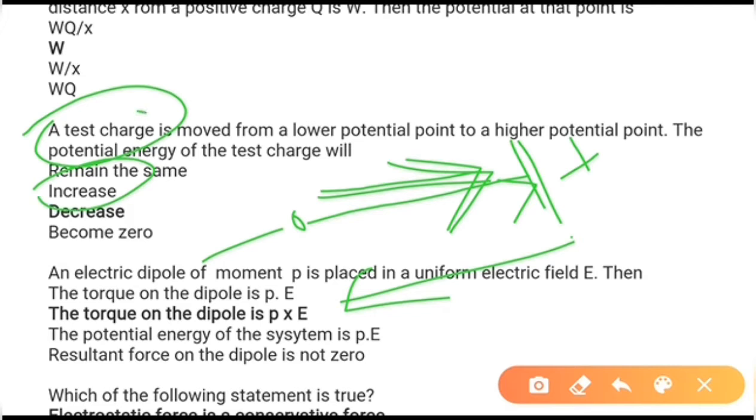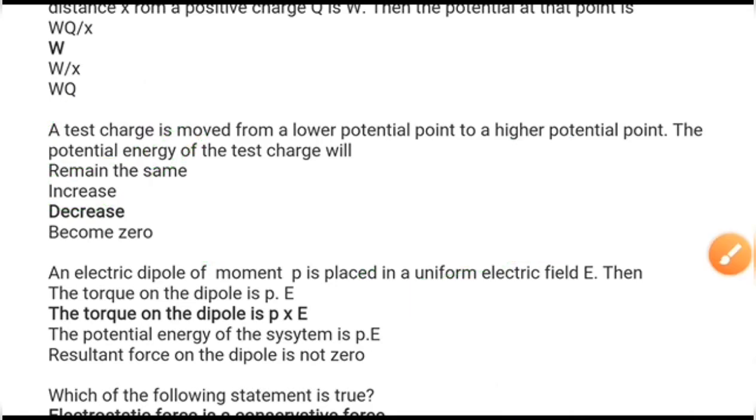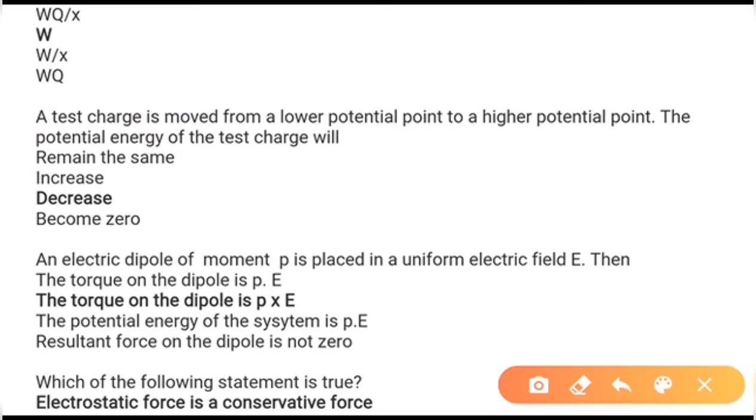If you take the test charge as negative, then it is the opposite, from negative charge to positive charge, and the potential energy will decrease. Here the test charge type is not given, whether it is negative or positive. So if you consider the positive charge, the answer will be increases. If you consider the negative charge, the answer will be decreases. So always consider the test charge as a positive charge, and the answer will be that the potential energy increases.